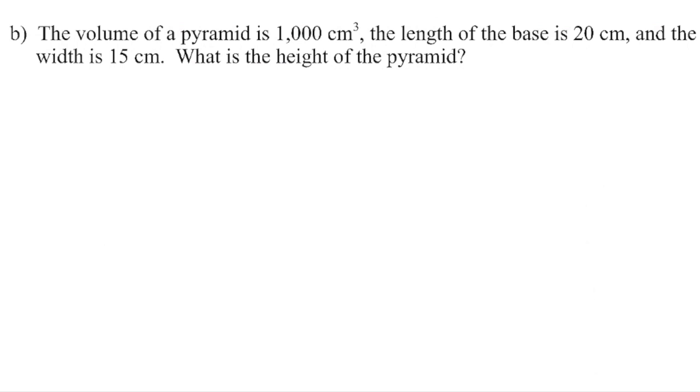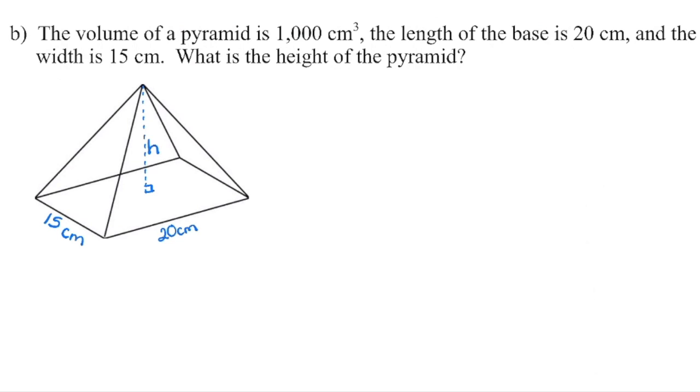In our next example, they give us the volume of a pyramid, as well as the length of the base and the width of the base. So it tells me that the base is probably a rectangle, so I have a rectangular pyramid. The first thing we're going to do always is draw a sketch and then label the dimensions that we're given. Now in this particular question, we're looking to figure out what the height of that pyramid happens to be.